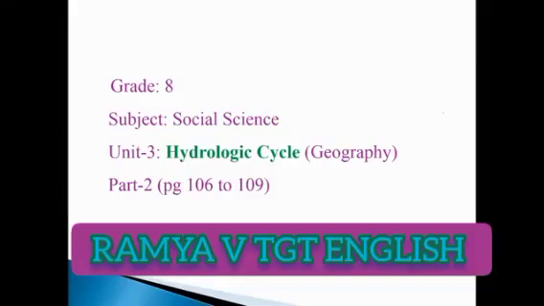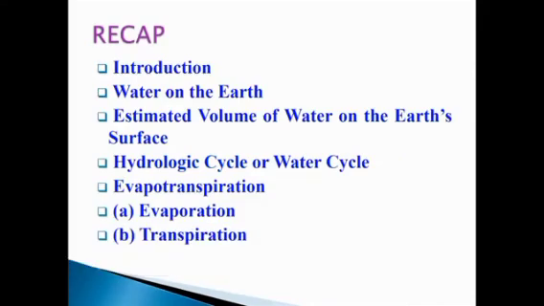In geography, the topic is the hydrologic cycle. In the last class, we discussed the introduction part. Next, we saw water on the earth, then the estimated volume of water on the earth's surface. Then we saw the hydrologic cycle or water cycle. Then we discussed evapotranspiration. Under this, we saw evaporation and transpiration.